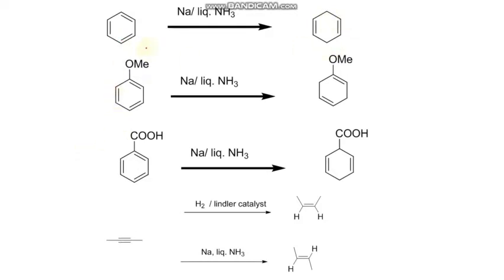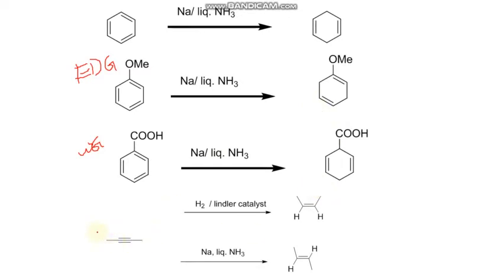Now if you have this type of system with an electron donating group, you have to remember the 2 mechanisms. They differ for electron donating group substitution and electron withdrawing group substitution. Here the COOH is the electron withdrawing group and OMe is the electron donating group. For OMe you will end up with a product like this, and for COOH you will end up with a product like this. These are the 2 main differences for this type of reaction.